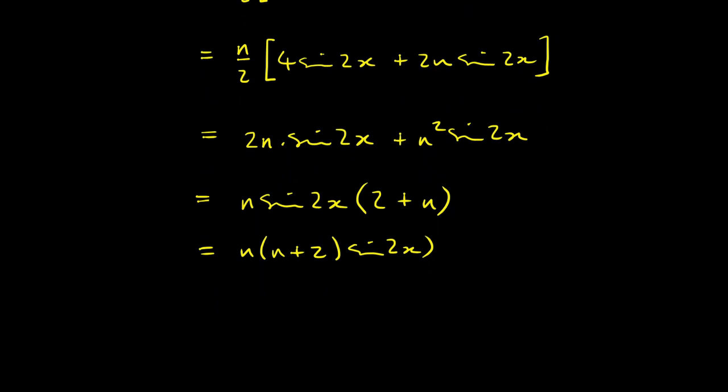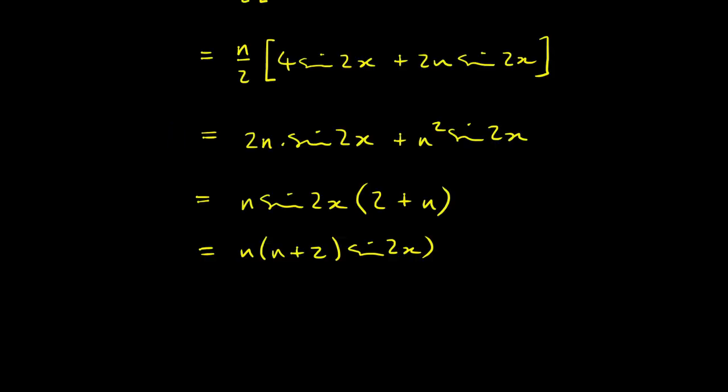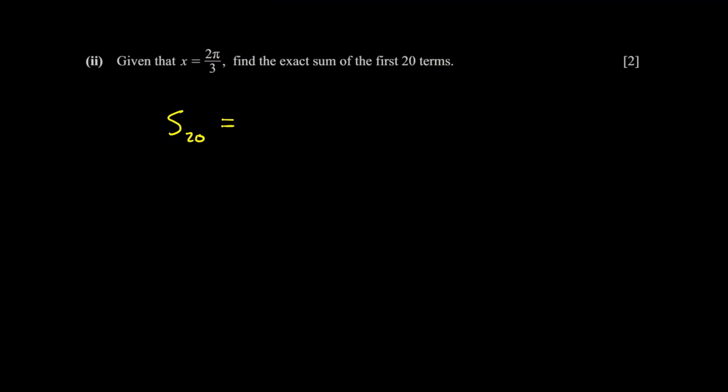Okay, all right, next part, part 2. Given that x is equal to 2 pi upon 3, find the exact sum of the first 20 terms. All right then, the sum of the first 20 terms means n is equal to 20, so we're going to get here 20 times 20 plus 2, which is 22, times sine 2x. So 20 times 22 times sine 2x. If we substitute in 2 pi by 3, we're going to get sine 4 pi by 3.